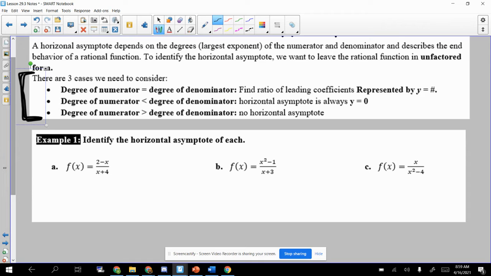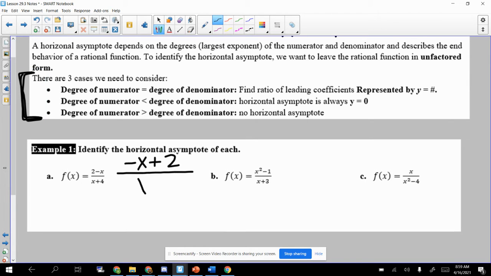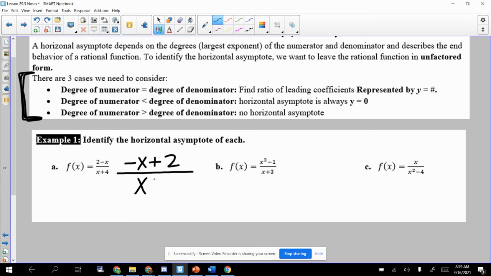So let's take a look at these first. So example A, you have 2 minus x over x plus 4. First thing, be careful, get it into standard form. So let's rewrite that as negative x plus 2 over x plus 4. Okay, so now we have it in standard form, so we can look at the degree or the largest exponent. So the degree here, technically, remember, if there's nothing, it's a 1. So we've got a degree 1 in the numerator. And then again, same thing, if there's nothing, we can assume it's a 1. So this is a degree 1 over degree 1.